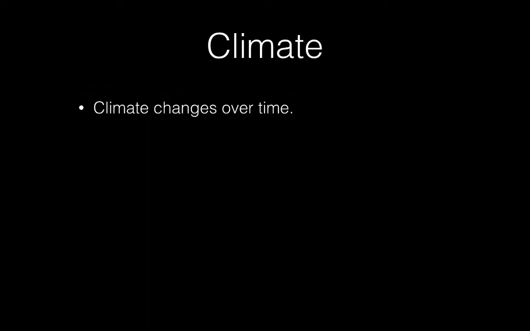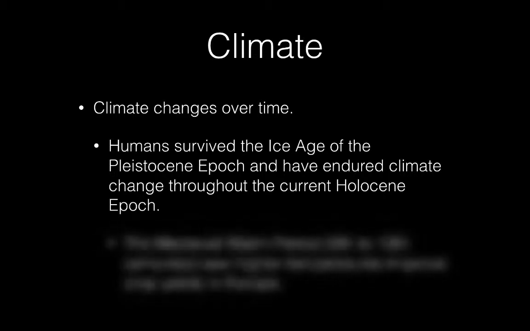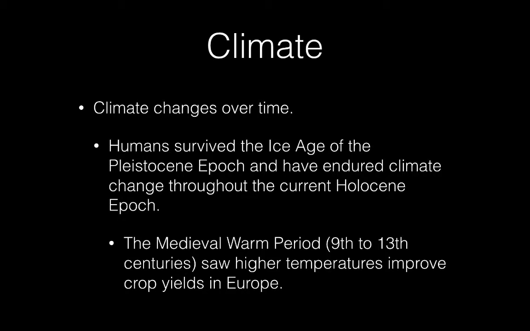Climate changes over time. Humans survived the Ice Age of the Pleistocene epoch and have endured climate change throughout the current Holocene epoch. The medieval warm period, 9th to 13th centuries, saw higher temperatures improve crop yields in Europe.